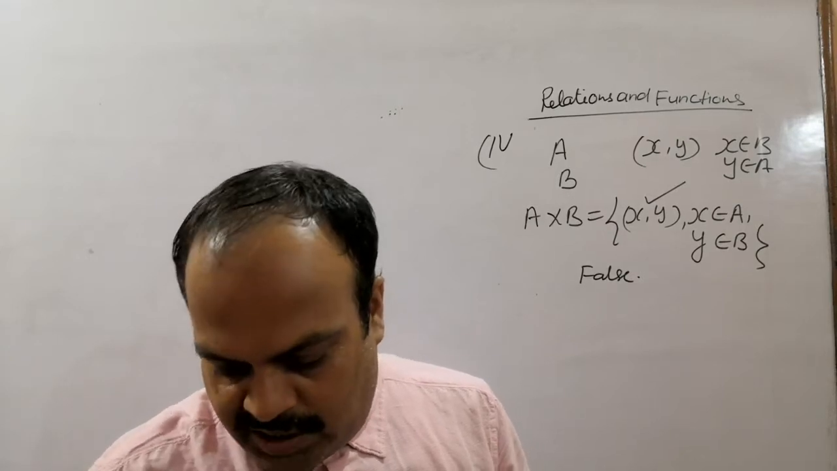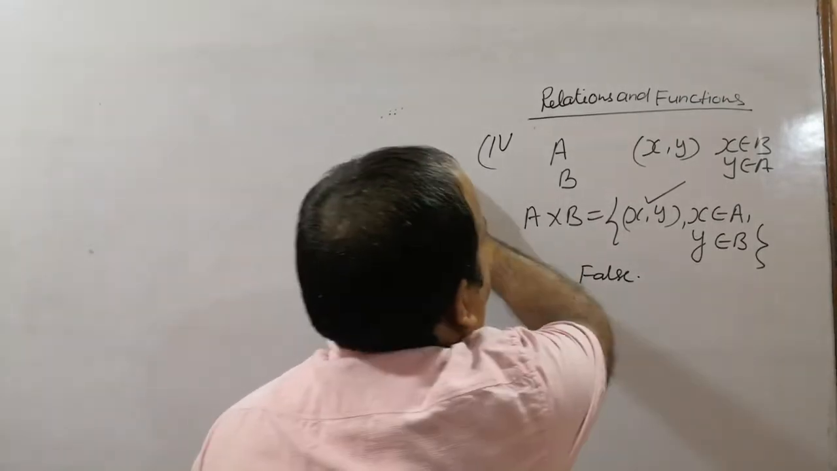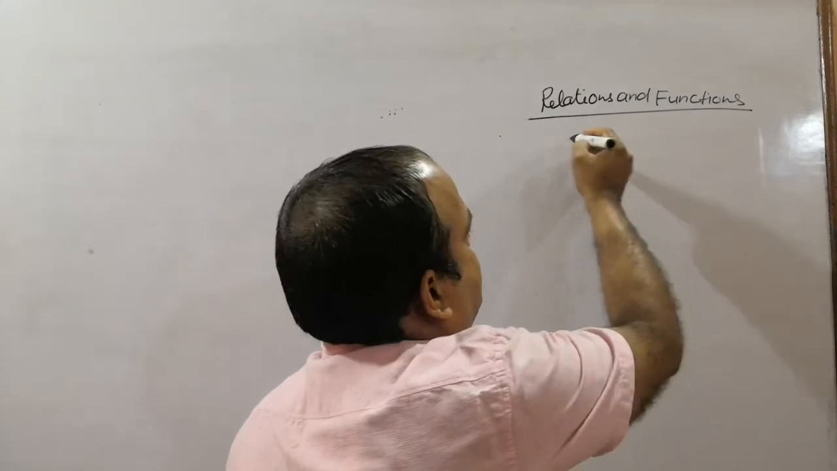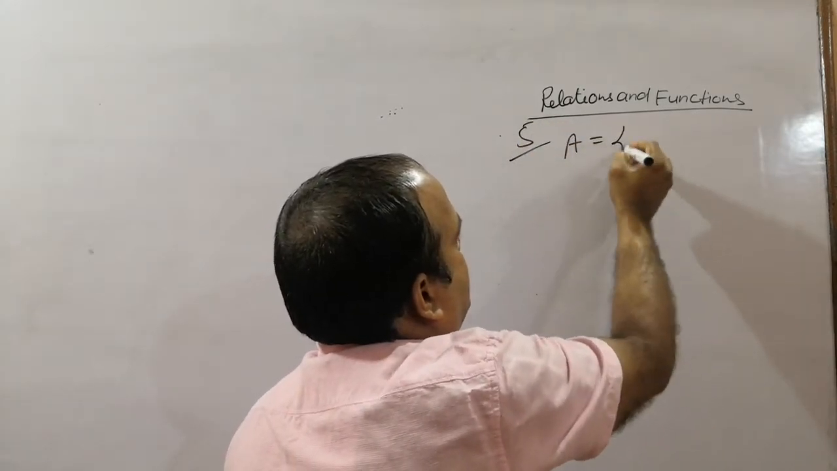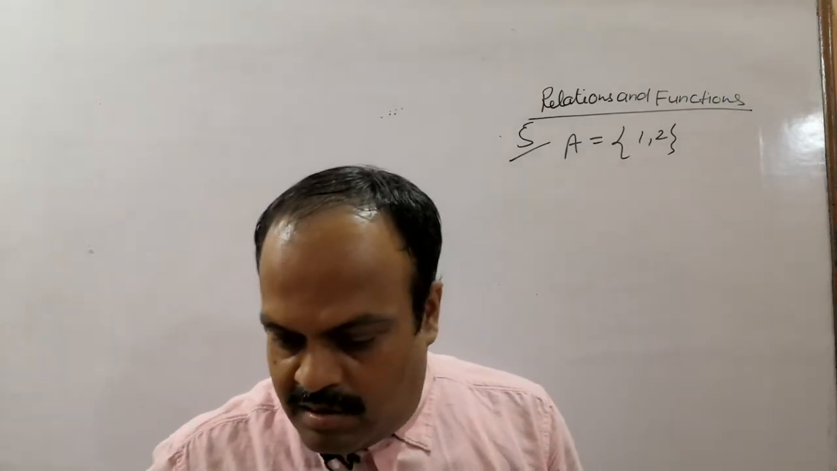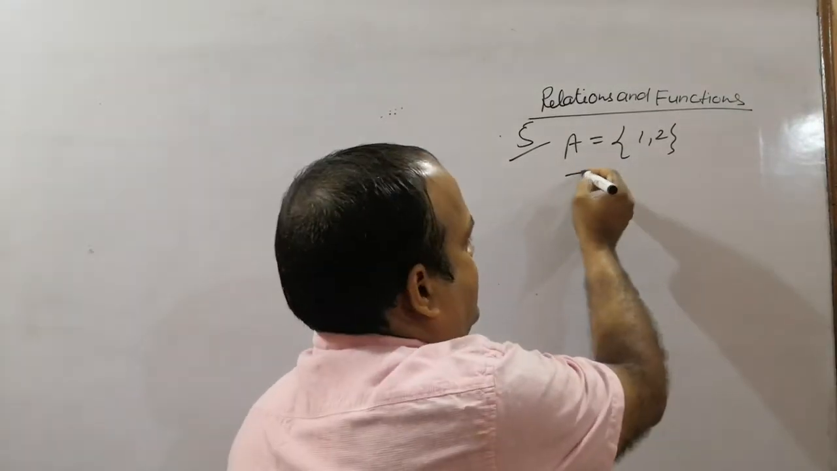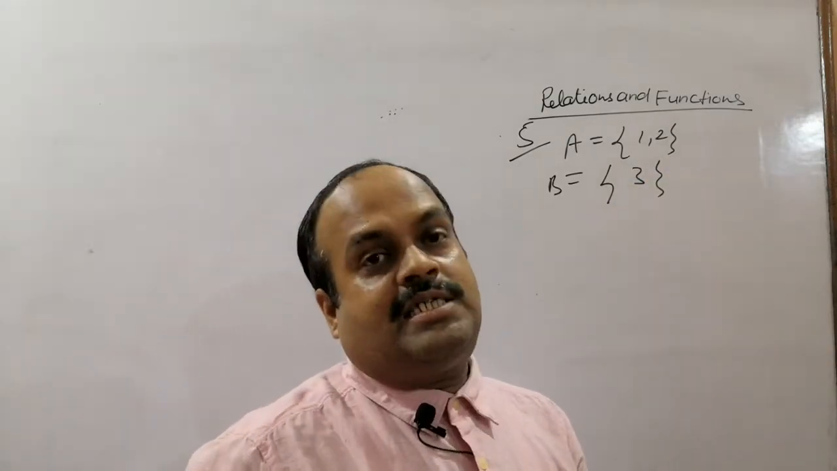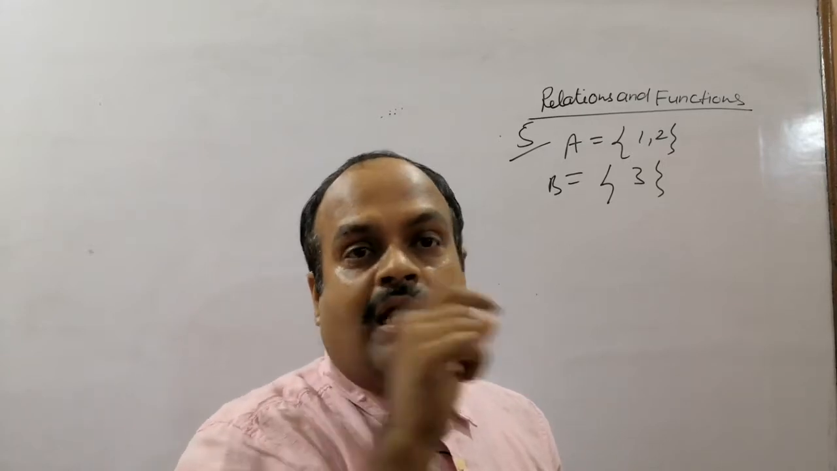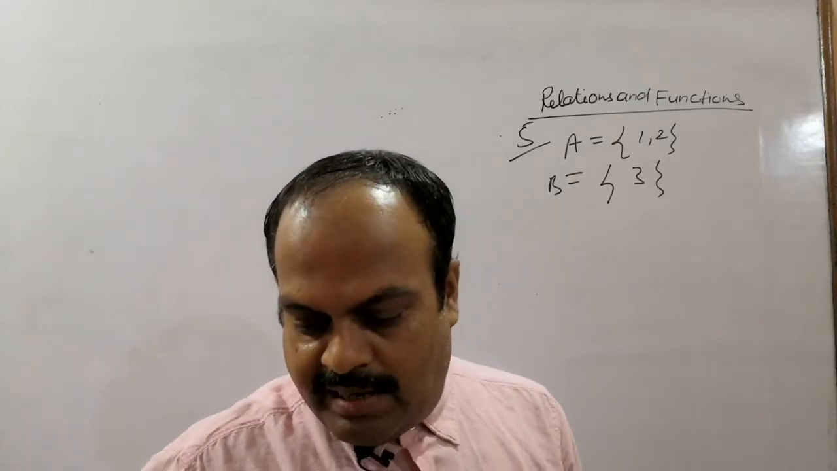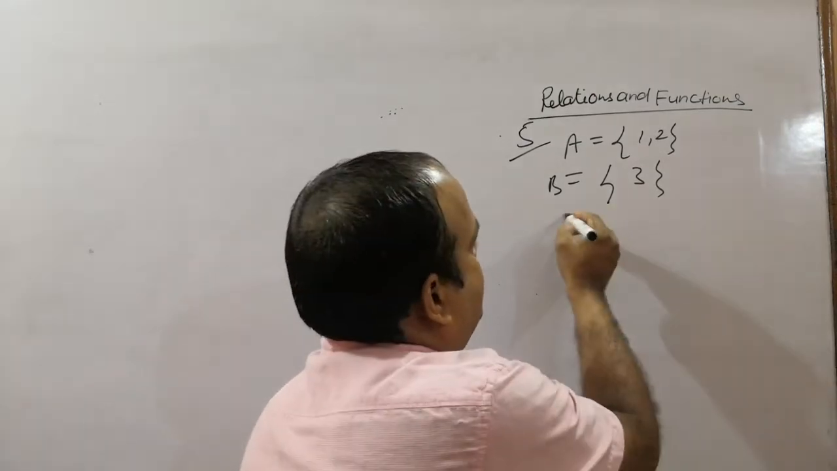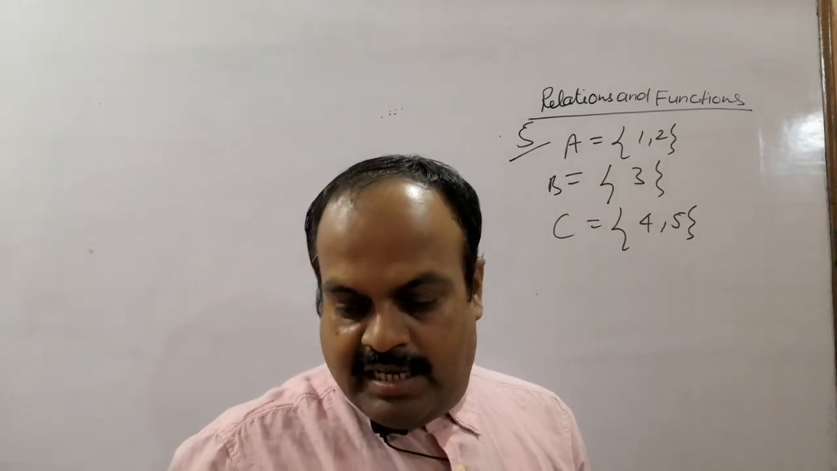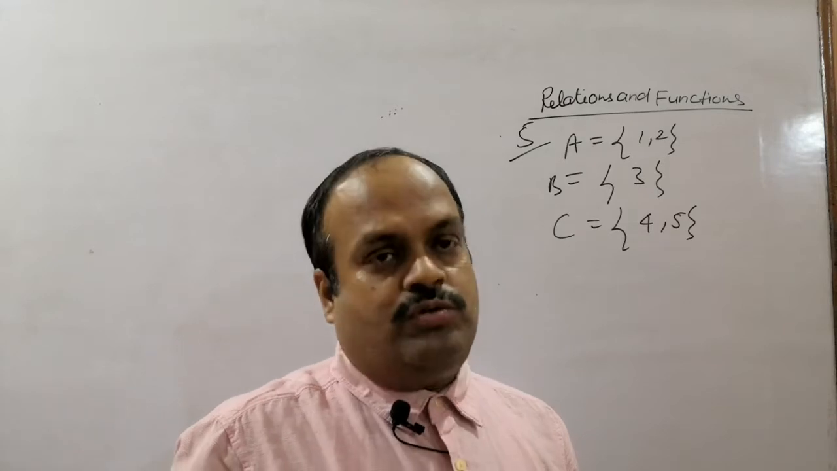So, this statement is false because this is the correct answer. Next, question number 5. What we have in this? Set A has 2 elements. Set B has only 1 element in it. I hope you know if a set has 1 element into it, that set is called unit set or singleton set. So, we have set A, set B and set C. Test whether the following are true.